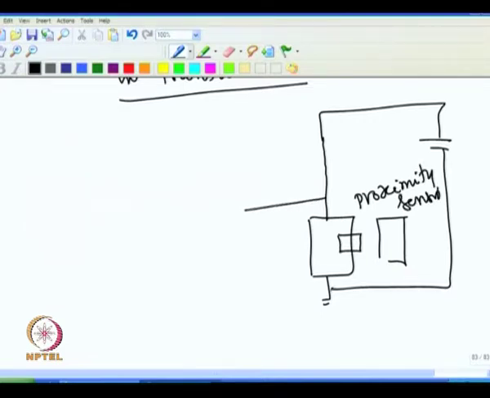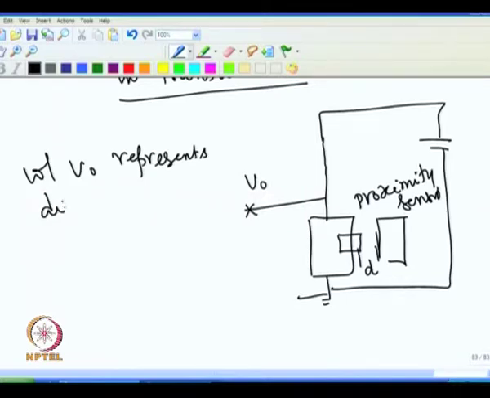So, voltage at this point gives me the displacement. For example, this is the distance we want to see. So, voltage V0 represents displacement D. D is the gap between these two, so the distance between these two varies. For example, if this is moved far away, then D increases, and V0 also increases.